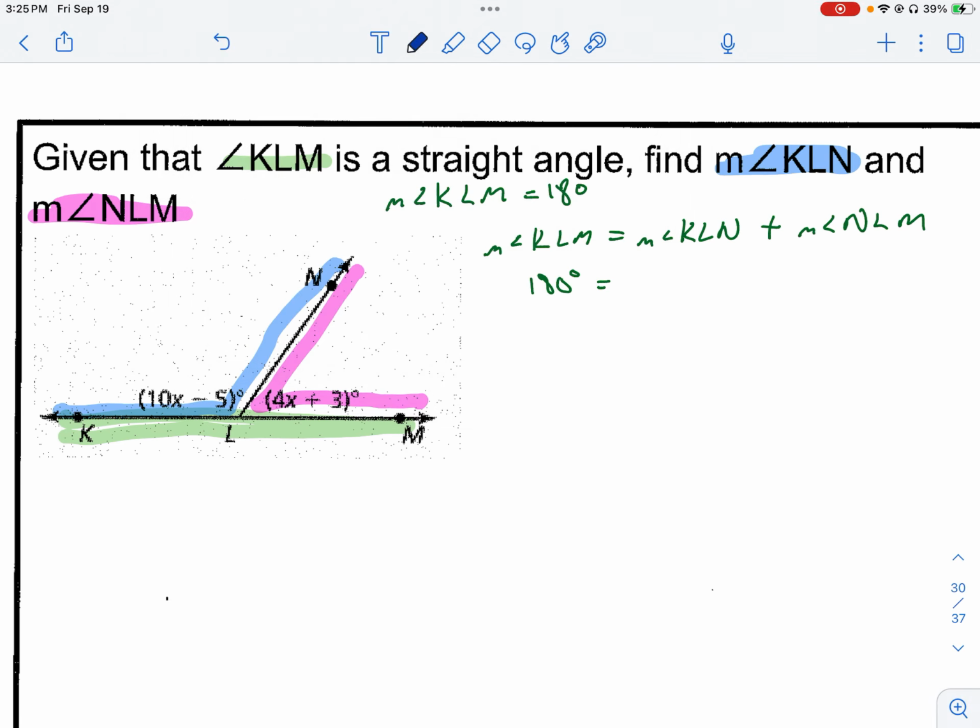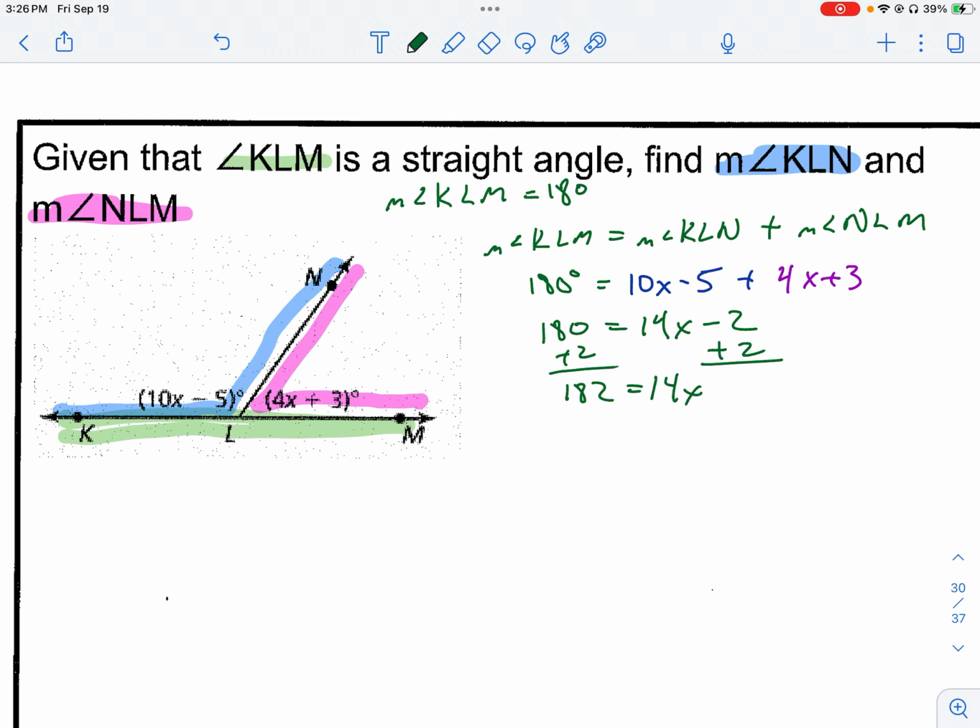The measure of angle KLN is 10x minus 5. And the measure of angle NLM is 4x plus 3. So we got some x's and numbers on the same side, so we're going to combine like terms. And negative 5 plus 3 is negative 2. Then we're going to get the x by itself. We're going to divide both sides by 14, and x equals 13.